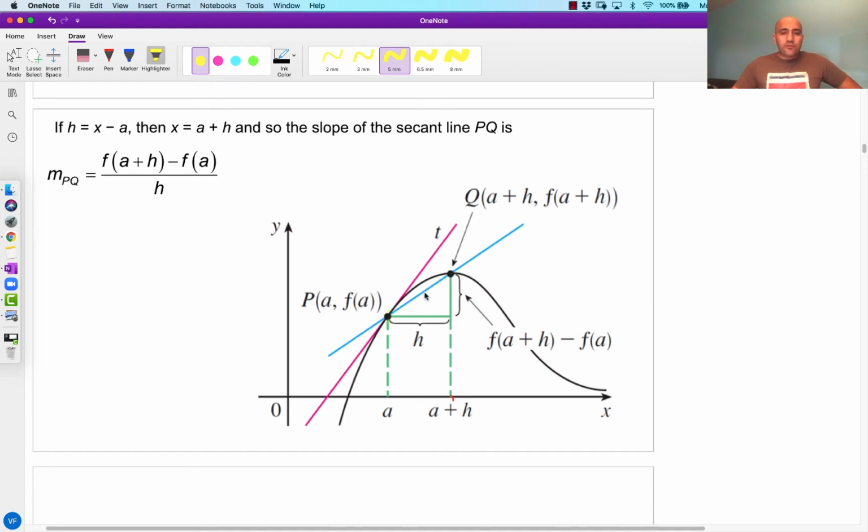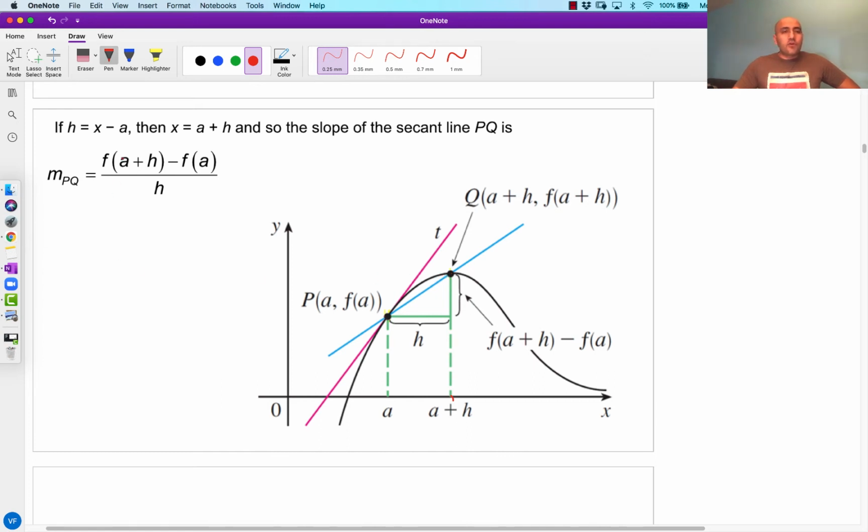So with this newfound notation, that means that the change in the y direction between these two points, right? So we have the point P, we have the point Q, and we want to be able to identify the line that connects them, and then we want to find the slope of the blue line. The slope of the blue line is going to be this, m sub PQ. It's the slope of the secant line between point P and point Q.